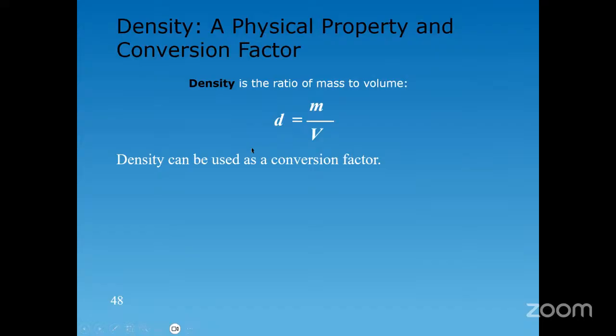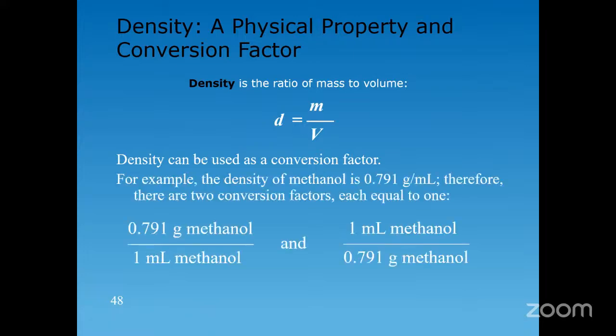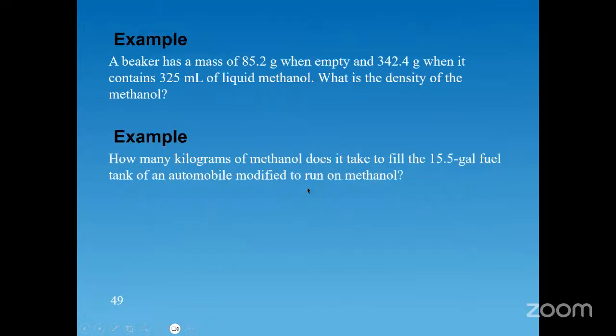It turns out that you can actually use density as a conversion factor to convert from mass to volume or volume to mass. I think I have an example here. Let's say you have liquid methanol, which has a density of 0.791 gram per mil. There are two factors that we can use, depending on what we're trying to achieve. If you want to convert from volume in mils to grams of methanol, you use this one. If you want to do the reverse, to go from grams to mils, then you use this conversion factor.